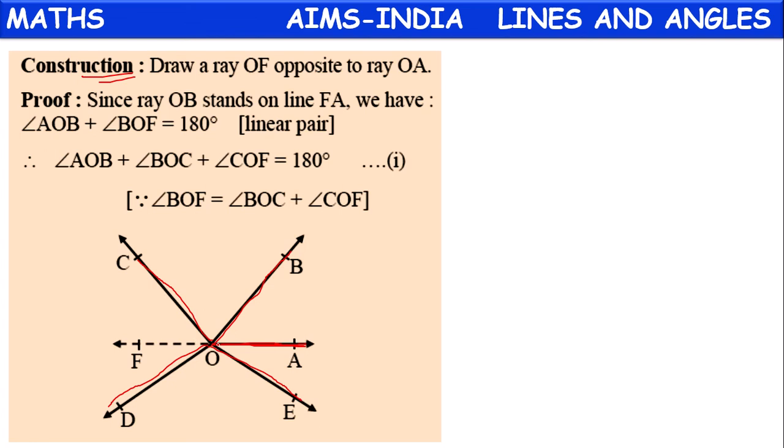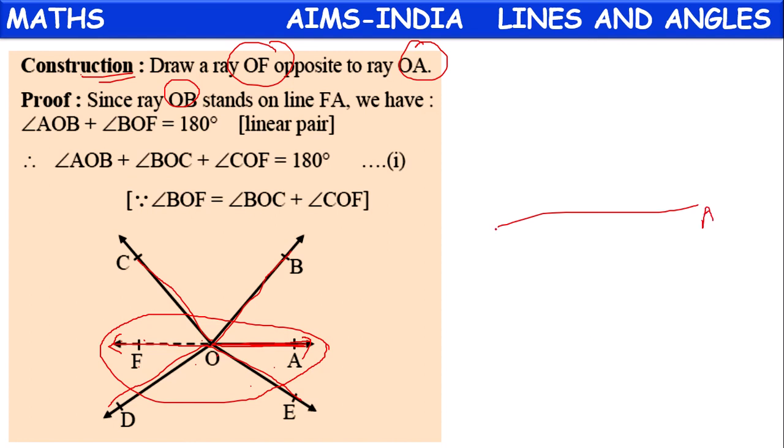So, let's construct one ray exactly opposite to OA such that FOA will be on a straight line. So, draw our construction part. Draw ray OF opposite to ray OA. That is our construction. So, okay, next. Here, ray OB. Now we have this A, this one O, this one F, like this we have.